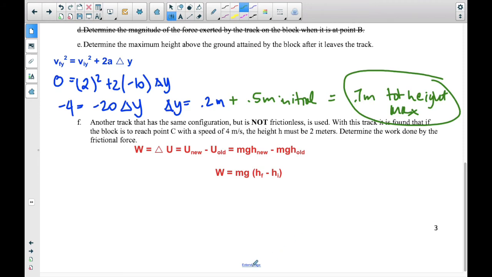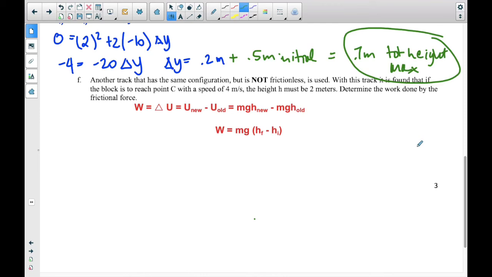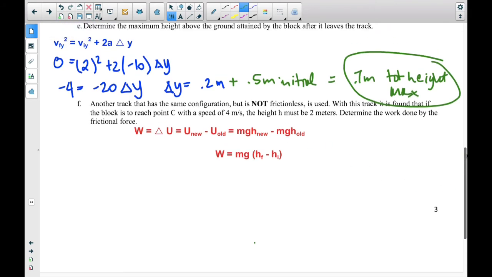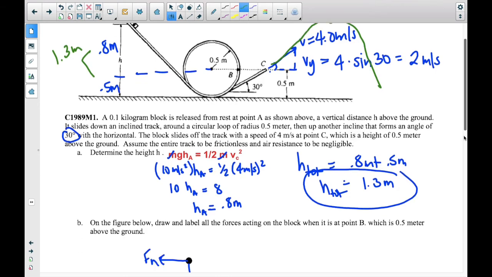All right, last question is part F. And part F, they are adding in friction to this situation. And they're saying, okay, if we are adding in friction, it is found that if the block is to reach point C with a speed of 4 meters per second, the height h must be 2 meters. So they're saying if we have friction, we need to start a lot higher than this. This 1.3, which is what we had, is not high enough. We need to go up and start at 2 so it has enough energy to go off at the speed that we want it to go.